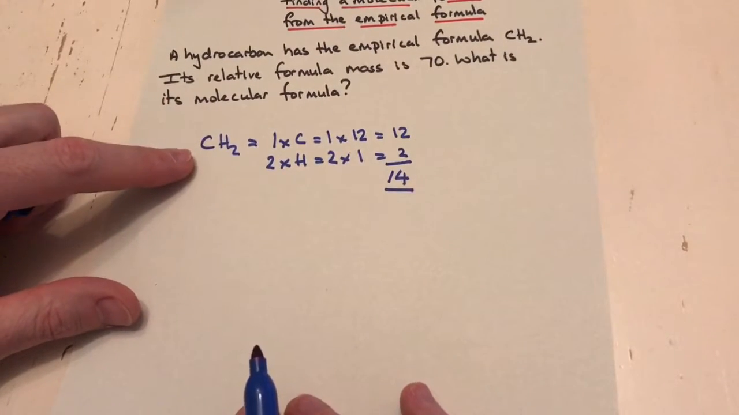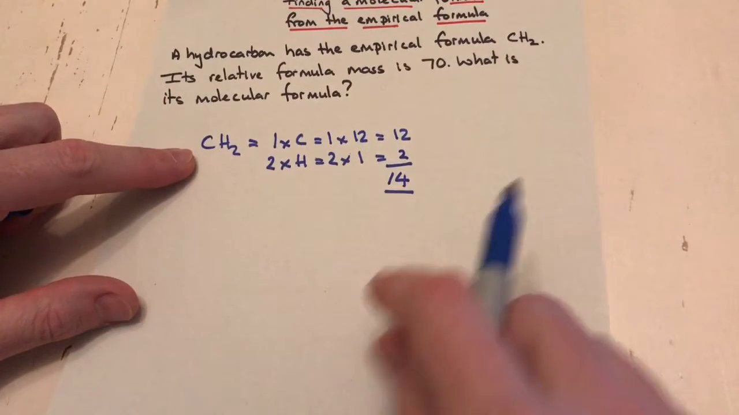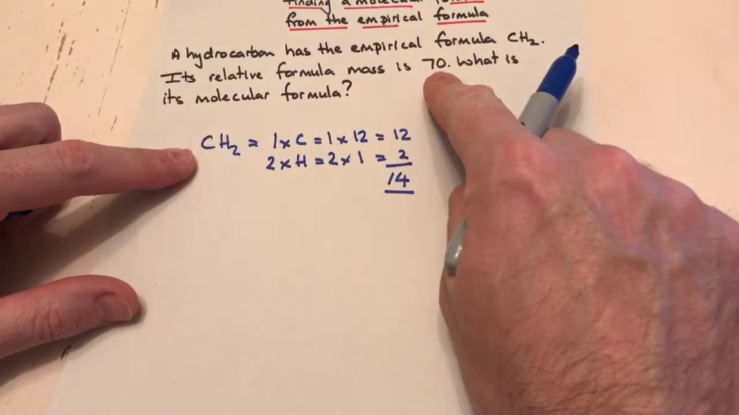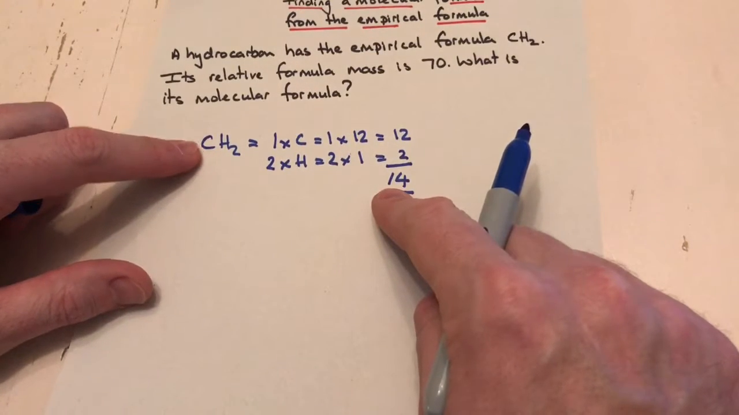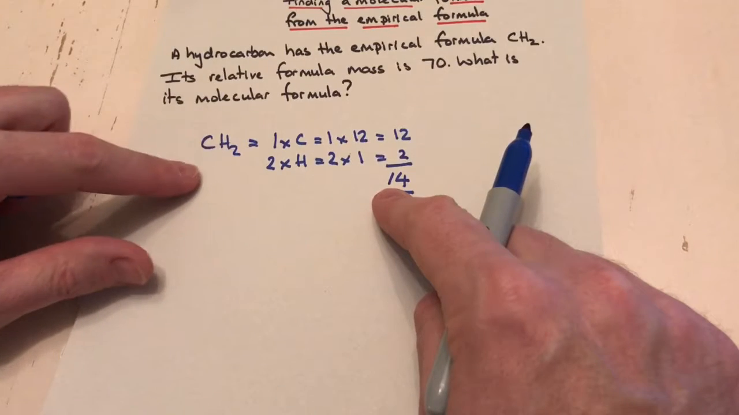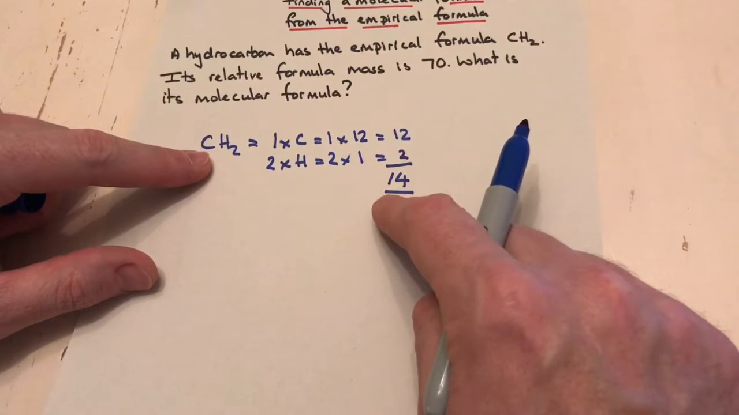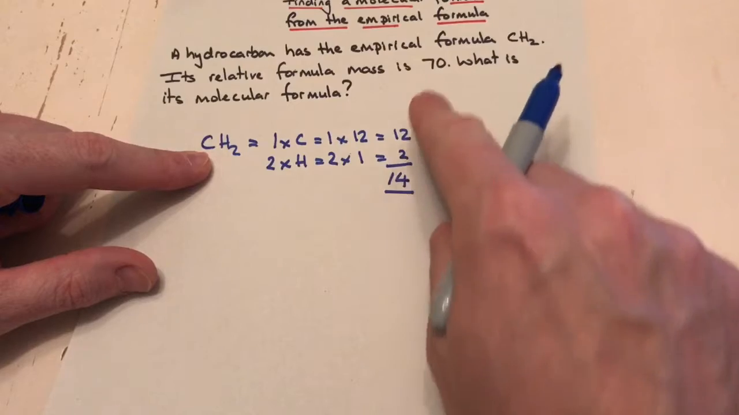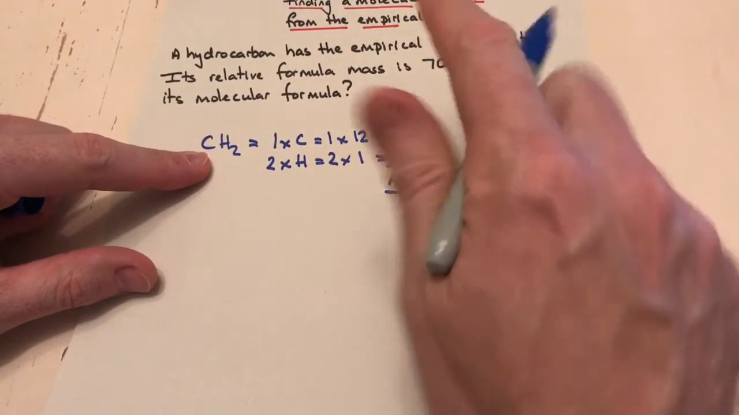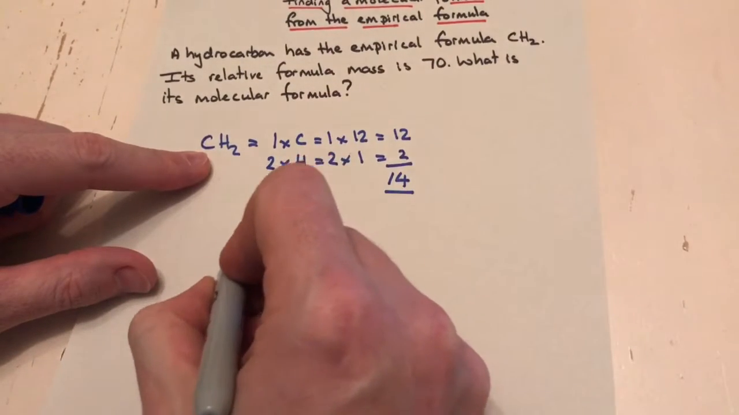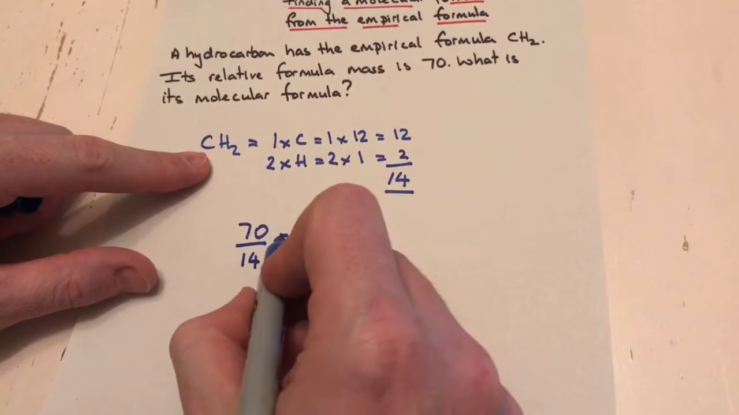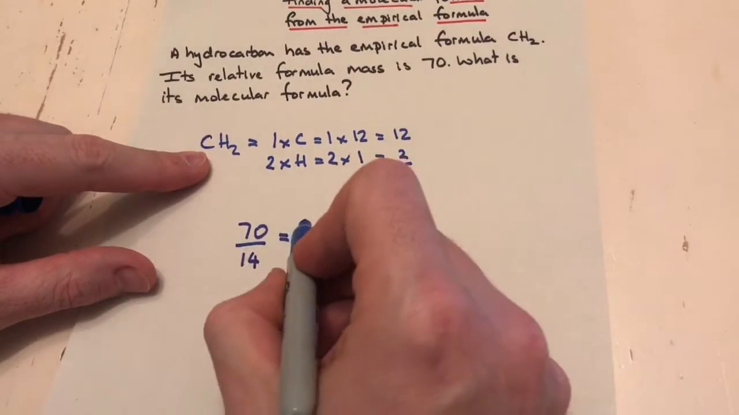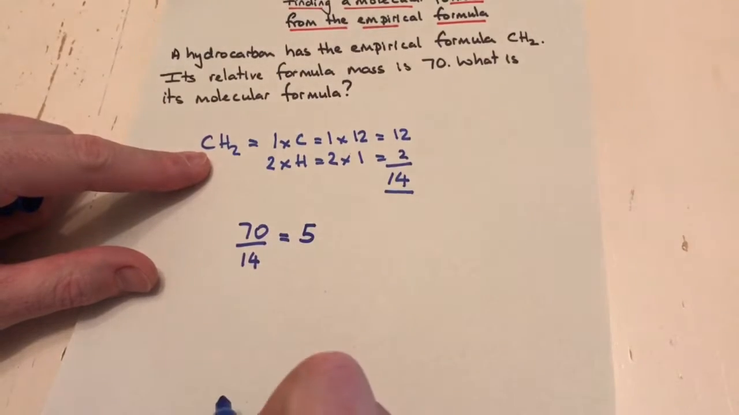Now, the total mass of the molecular formula is 70, but the mass of my empirical formula is 14, because this is the simplest ratio. I now need to work out how many times this mass goes into 70. So if I take the total mass of 70 and divide it by the mass of 14, using my calculator, I get an answer of 5.